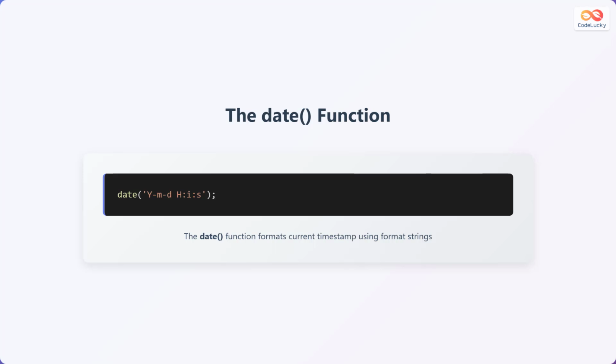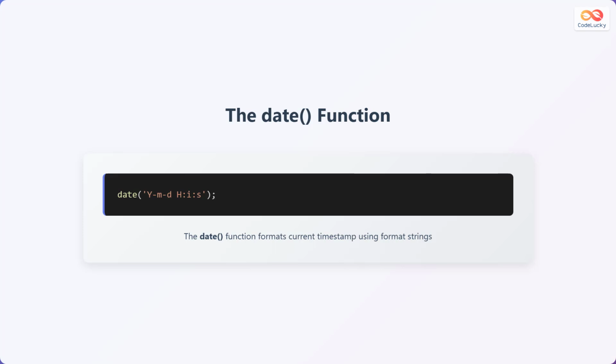The most fundamental way to format dates and times in PHP is by using the date function. The date function takes a format string as its argument and returns a string representing the date and time, formatted according to the format string provided.